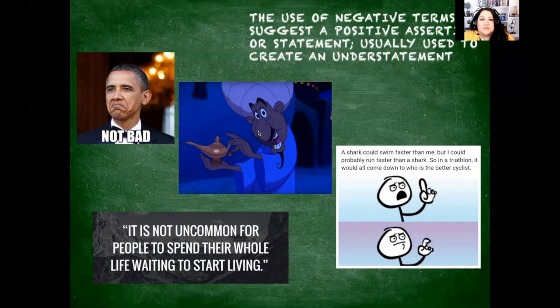Okay, when he says this is a special lamp, it sounds like he's trying to convince us of something. Whereas when he says this is no ordinary lamp, it sounds like he's already smarter than us. He knows what we're thinking and he knows we're wrong, right?